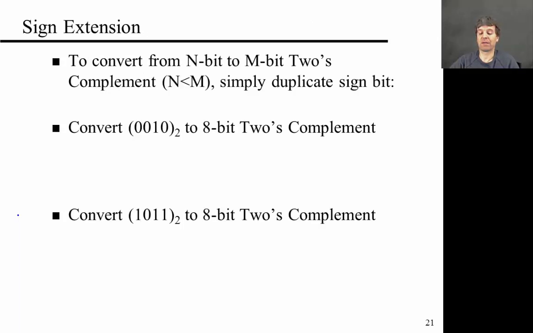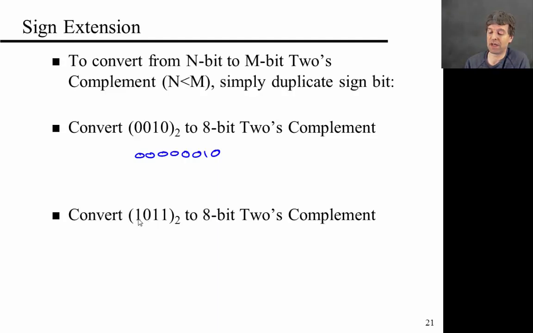This can be practically important: sign extension. To convert from an n-bit to an m-bit 2's complement number, where n is smaller than m, you can simply duplicate the sign bit. For positive numbers, this is very intuitive. If you want to convert these 4-bit numbers to 8-bit 2's complement numbers, you just add a bunch of zeros. So this is obviously true.